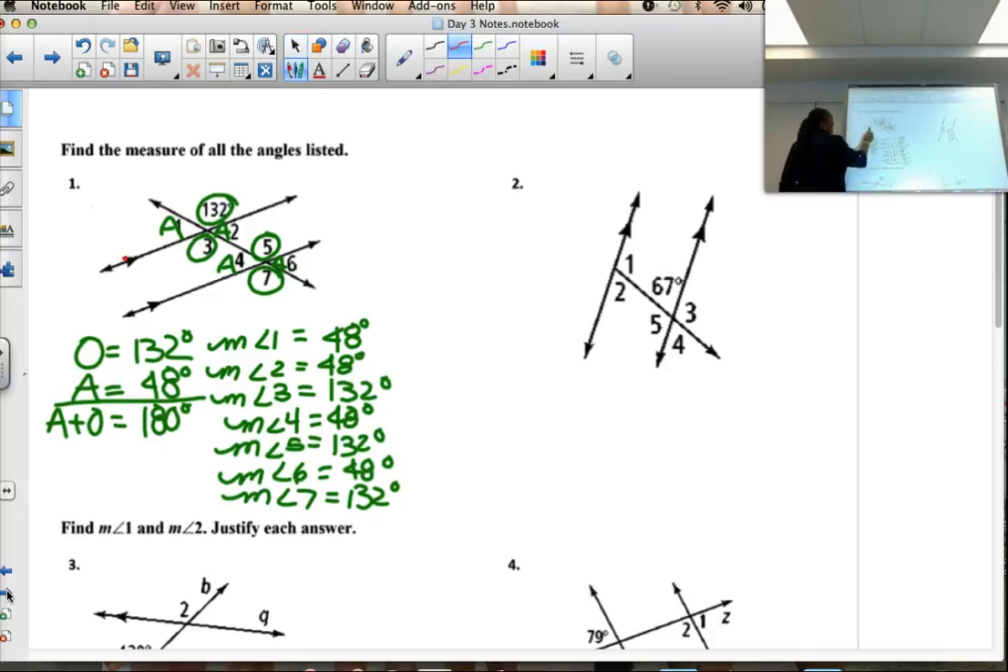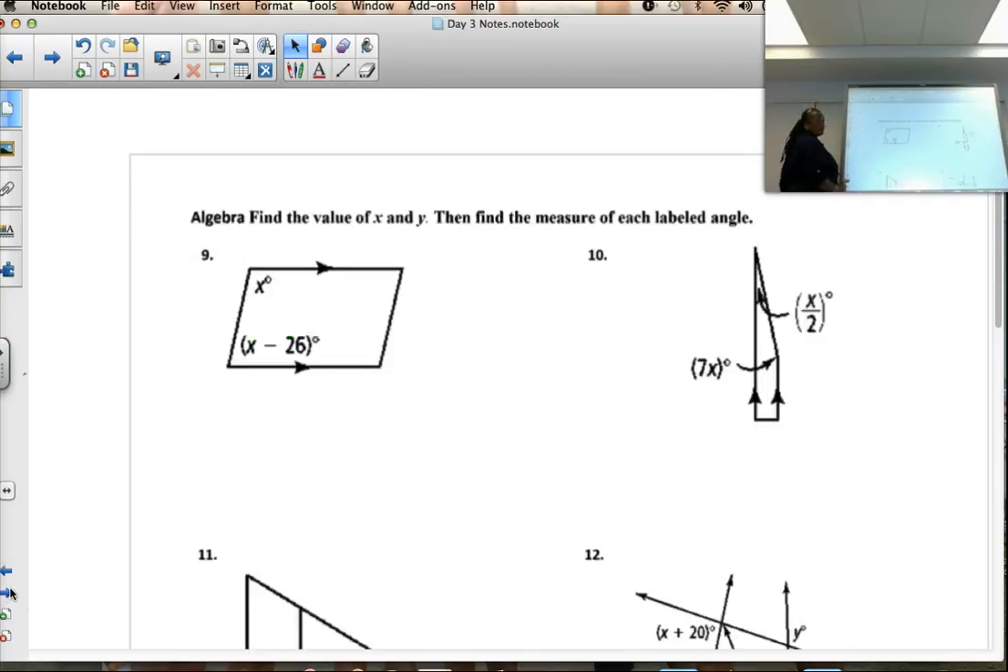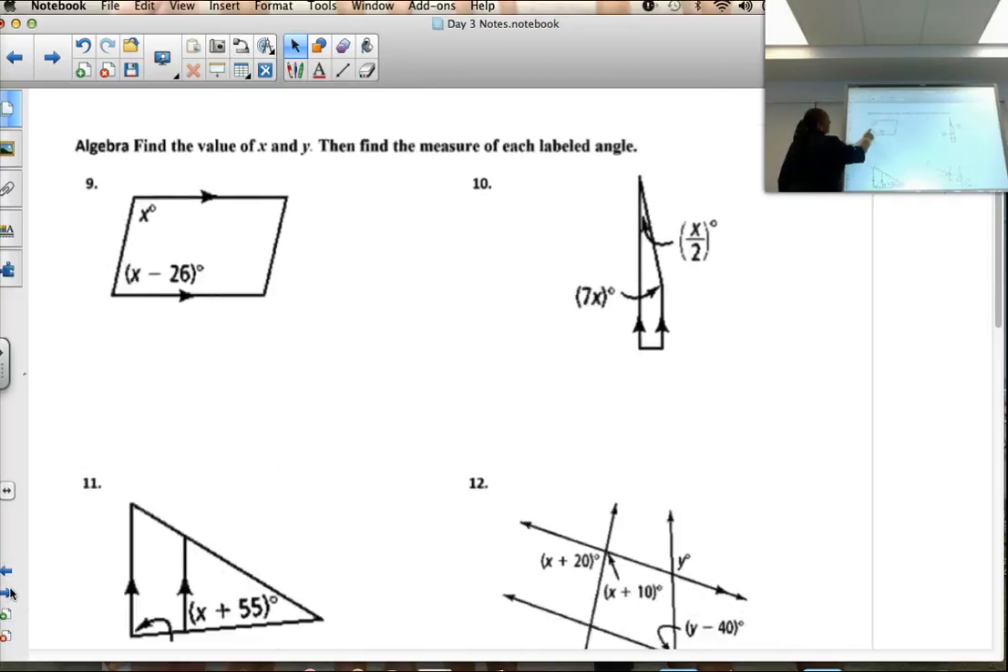Please notice that these lines are marked as being parallel. You can only use A's and O's with parallel lines. Okay, let's go down and do one from the other page. You're going to do number 2 by yourself.